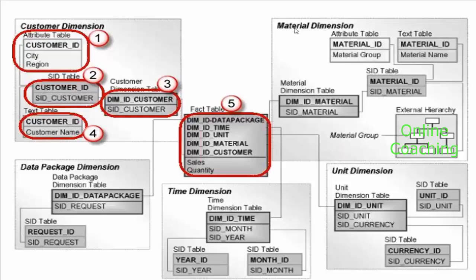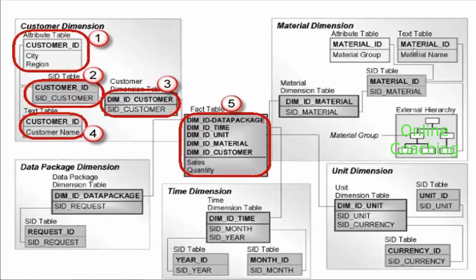Here also same thing, material dimension. I have attribute table, text table. Then how is it connected? Through the SID table. Then of course if you have a hierarchy table also, hierarchy table also can be connected to your SID table through the SID table only. This is how the tables will be connected to each other.